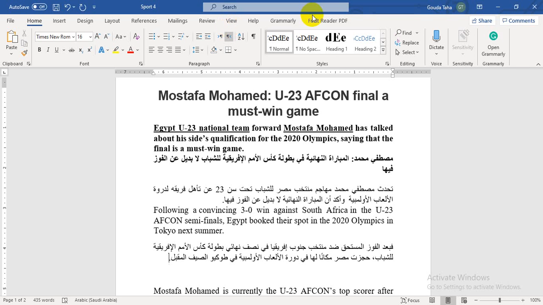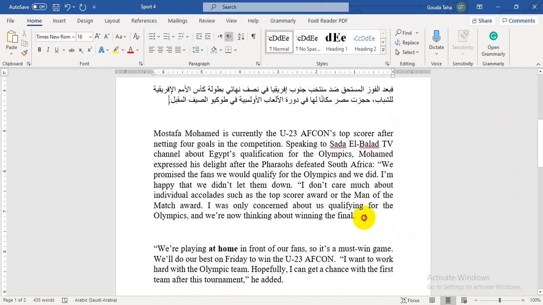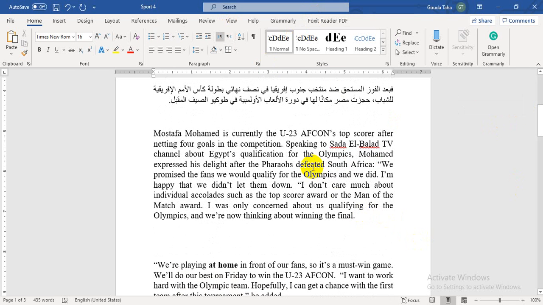So now I'm done with the second part. Let's go for this part. ويعد for example could be translated into يعد or يعتبر. ويعد. So again remember this is a draft.